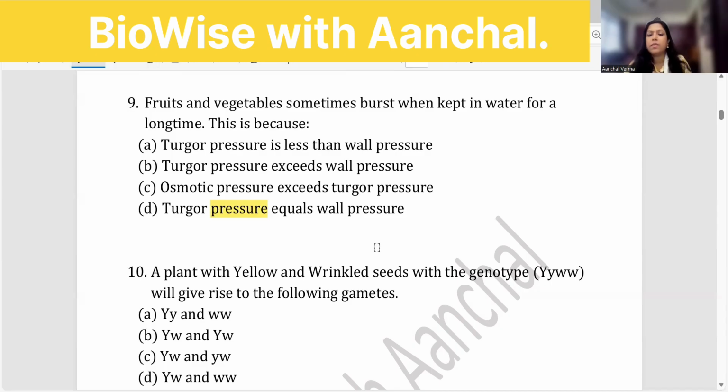Fruits and vegetables sometimes burst when kept in water for a long time. This is because burst means what? The internal pressure is pushing it outside. So the inner content is turgor pressure. So when turgor pressure is pushing it outside, that means turgor pressure exceeds the wall pressure. That is the correct answer.